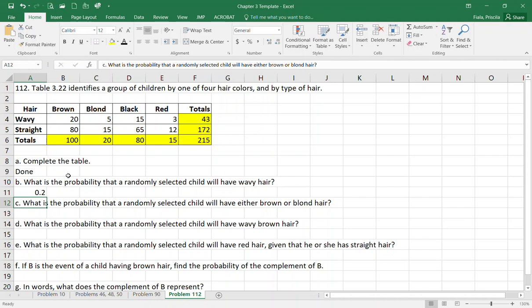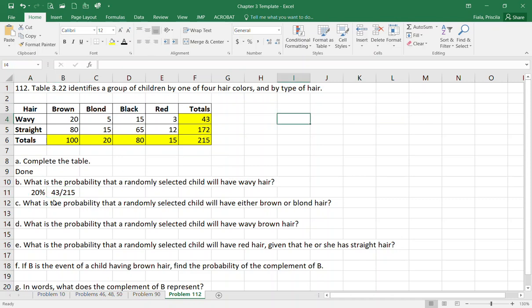Okay, or you could just present me with 43 divided by 215. Okay, the other ones, I'm just gonna point it and show you the difference. I'm not gonna be giving you all the answers.